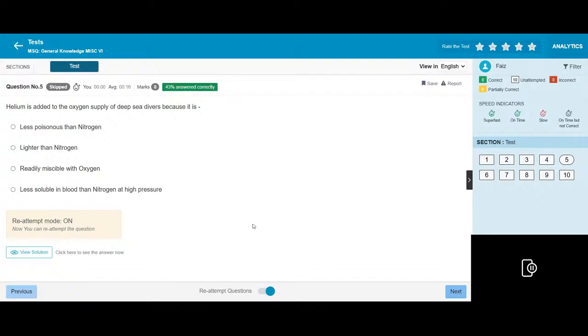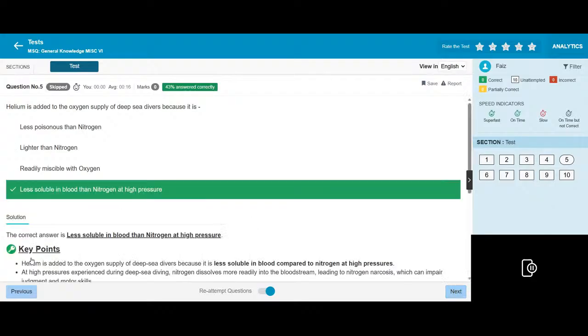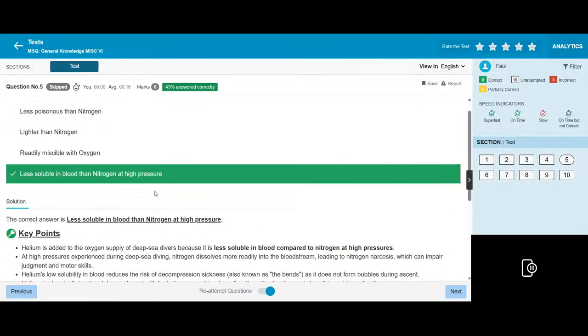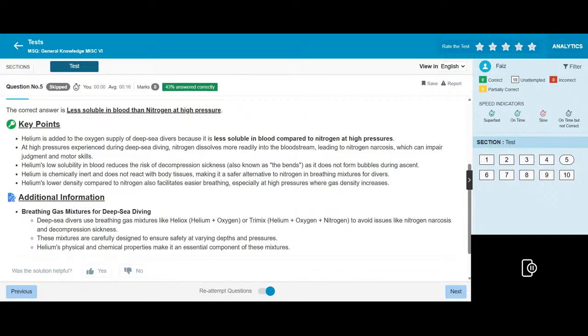Helium is added to the oxygen supply of deep sea divers because it is less soluble in blood than nitrogen at higher pressure. At the high pressure experienced during deep sea diving, nitrogen dissolves more readily into the blood, leading to nitrogen narcosis, which can impair judgment and motor skills. Helium's low solubility reduces the risk of decompression sickness, also known as the bends, since it does not form bubbles during ascent.